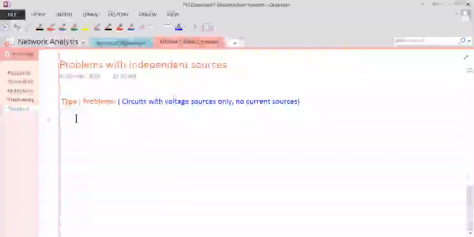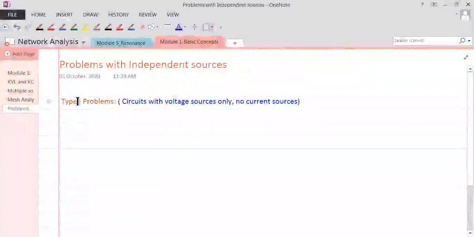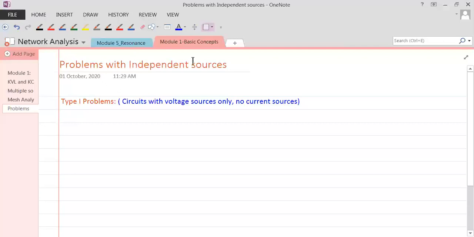Today we shall see the same type of problems, which I'm going to call type 1 problems. In type 1 problems, we are talking about only the independent sources. I'll just say a few words regarding the dependent and independent sources. The independent sources come with this symbol. This is a voltage source, this is a current source. They are independent.